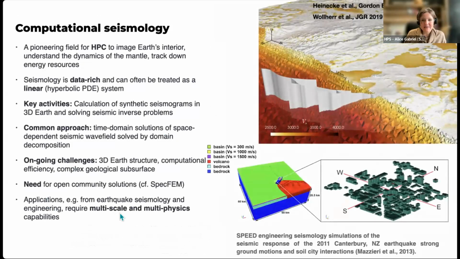I also want to highlight that engineers use similar methods, but they're mostly interested in combining different scales and getting more multiphysics into these problems. So here's an application example using the SPEED code, another open source discontinuous Galerkin code, similar to SeisSol, with a little bit different choices in the specific numerical algorithms that they're using. But this is an engineering seismology simulation of the seismic response of the 2011 Canterbury, New Zealand earthquake, including strong ground motion modeling and soil-city interaction, meshing all of these buildings of the city of Christchurch.